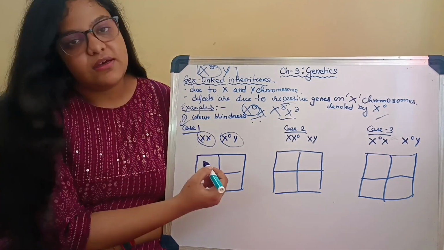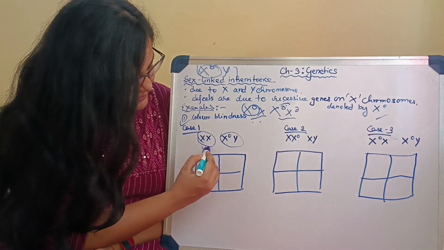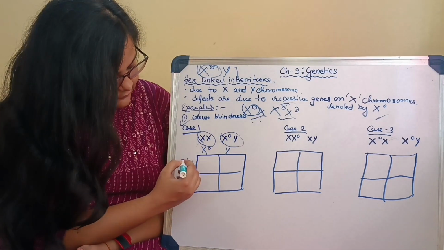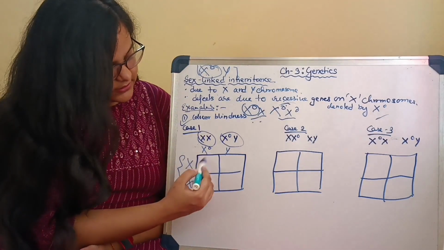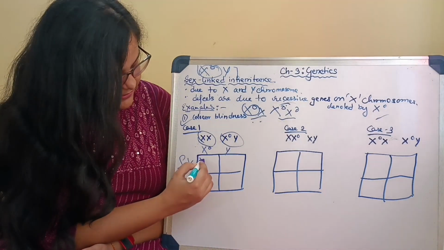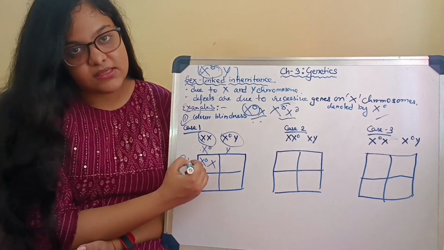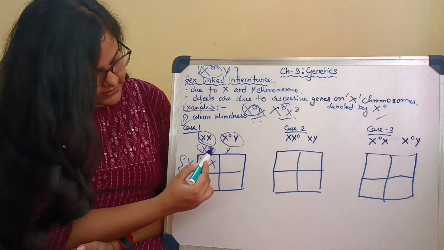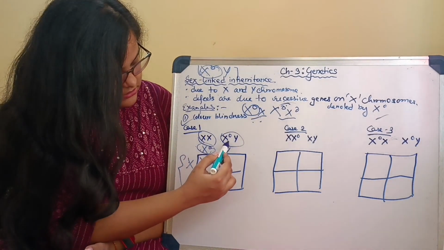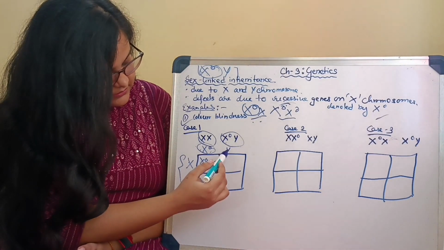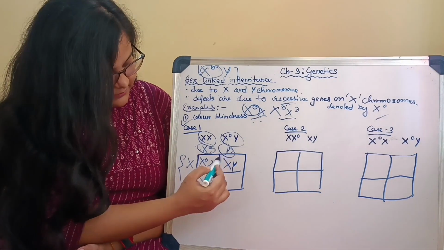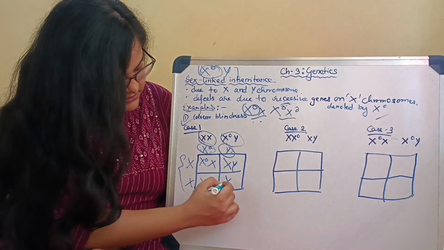So here we write X0 and Y, and here we write X and X. This is the female and this is the male. Now let us fill the Punnett square. For the first box it becomes X0, X, and after multiplying this X0 with this one, it also becomes X0, X. Similarly, X0, Y. Similarly, the Y from here multiplies with the X to form X, Y, and here the Y multiplies with the X to form X, Y.